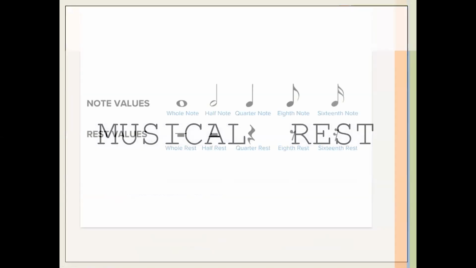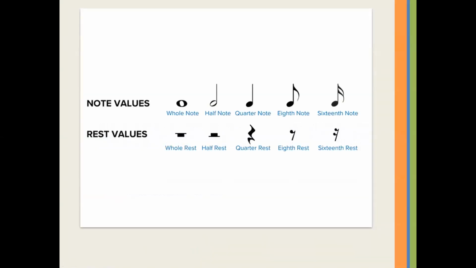All right, musical rests. So this is an example I wanted to show us earlier. We have note values. That's the shape of our notes. And that's the shape of our rests. Okay, when we see that, they have the same value. That's 4, 2, 1, 1/2, 1/4.